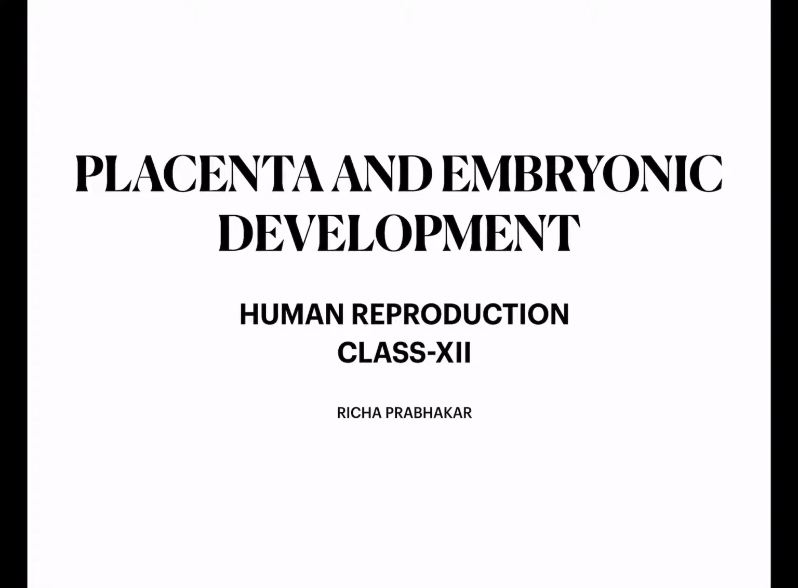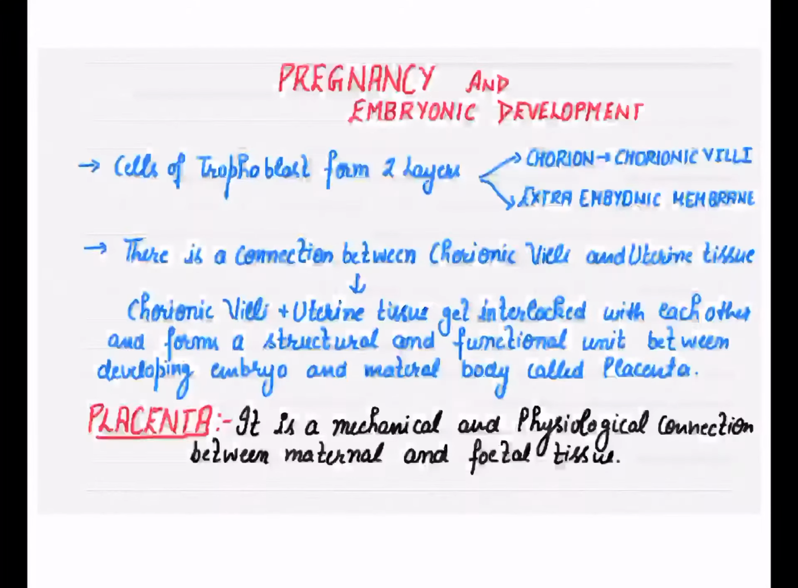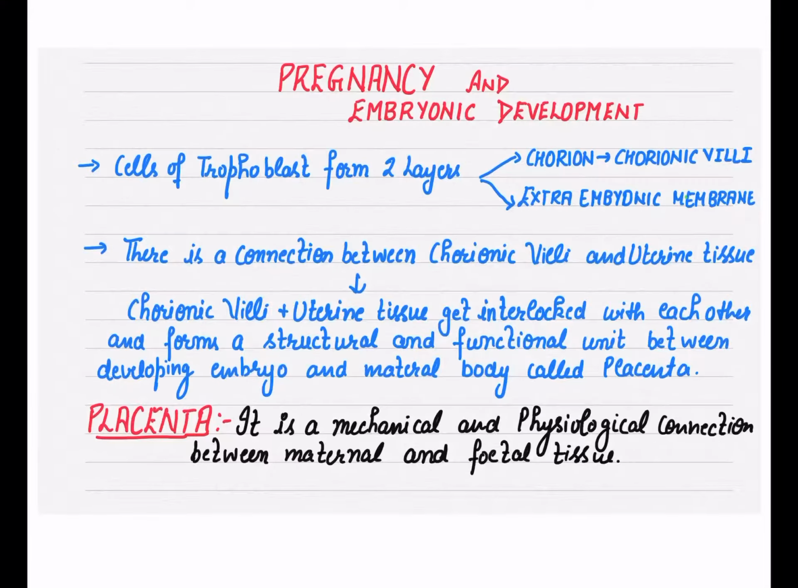So, this lecture is our last lecture from the chapter Human Reproduction. As we are finished now with all the things, we are left with only placenta and embryonic development, which we are going to discuss today. After formation of every specific thing, or germ layers, or morula, blastula, what is the role of placenta and what are the other embryonic developments we have to see.